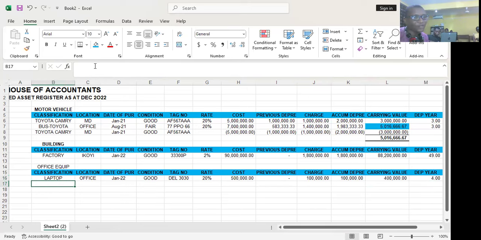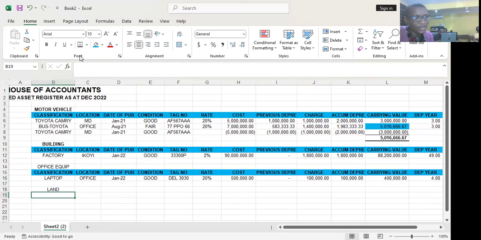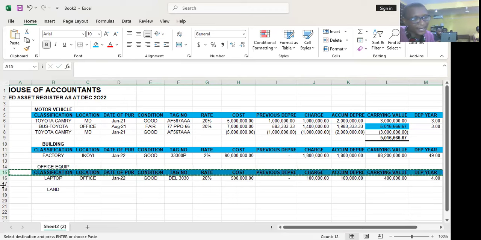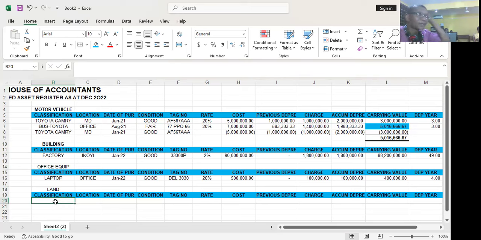So people of God, let's stop here. Let's look at land. For land, because we cannot do land and building together, we can just create here land. For classification, it can still be just land. It can be land, it can be farmland, it can be site land, whatever you want to put. So let's just say site land.